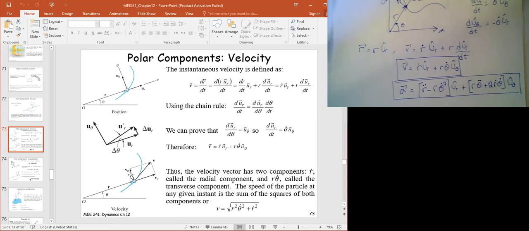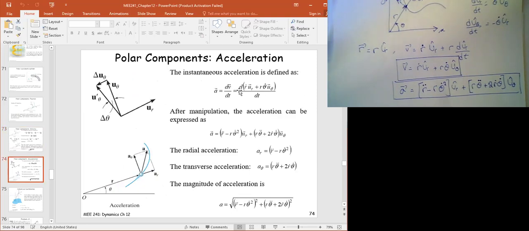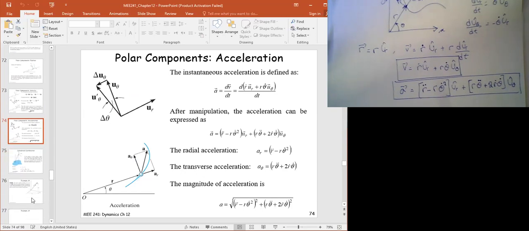Some people make a mistake and assume that U theta is going to be tangent. Ultimately, your V vector must be tangent to the path. After you calculate that, the velocity would have to be tangent to the path. Regarding the acceleration, we have a radial component of the acceleration, and then we have a transverse acceleration. We can also call it transverse velocity instead of tangential velocity, called transverse velocity and then radial velocity earlier.